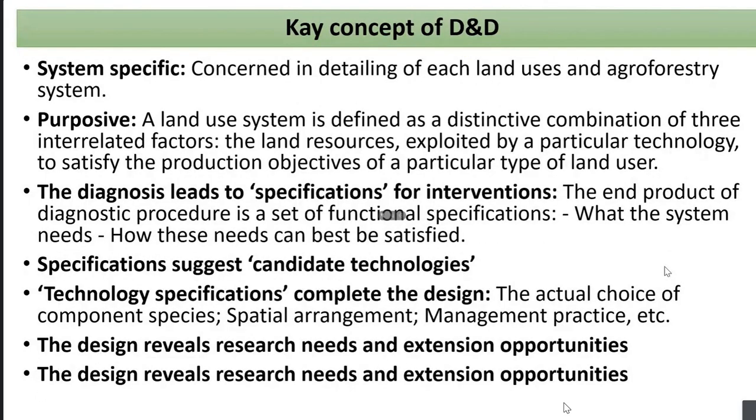The purpose of D&D: a land use system is defined as a distinctive combination of 3 interrelated factors: the land use resources exploited, the particular technology, and the production objective of a particular type of land use. So that is the purpose. Third, the diagnosis leads to specification for interventions. The end product of the diagnostic procedure is a set of functional specifications: what the system needs, how these needs can best be satisfied.